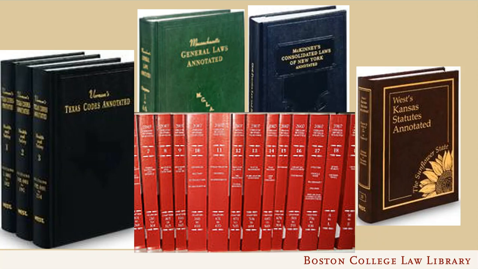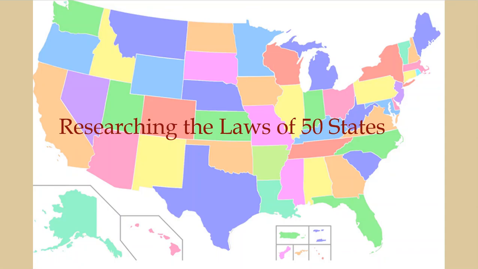When dealing with the laws of one state, we'll usually want to start with a secondary source for that state or the index to that state's code. But when dealing with the laws of all 50 states, there are much more efficient ways to structure our research than to search each state individually.